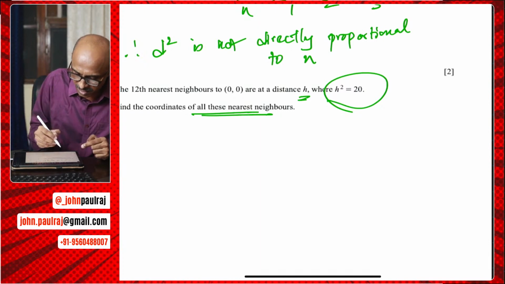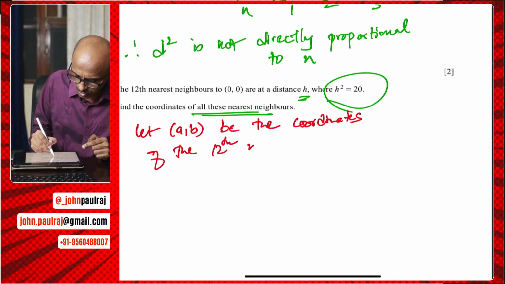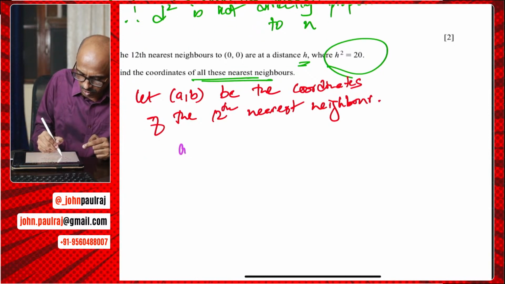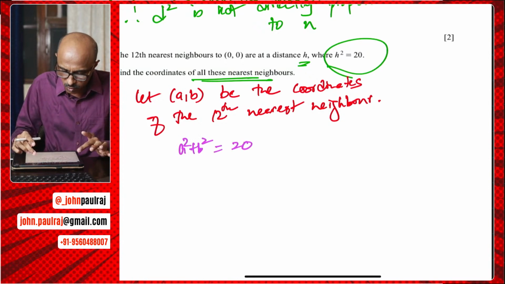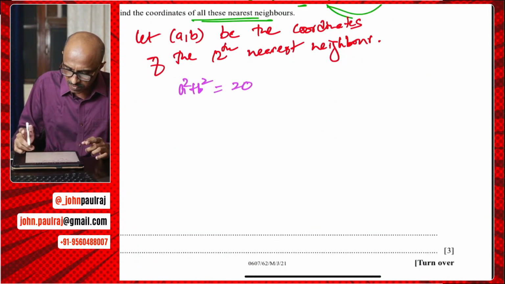So we'll say let a, b be the coordinates of the 12th nearest neighbor. If that's true, then using Pythagoras theorem, a square plus b square must be equal to 20. And we already said that those are coordinates, so they must be integers, right? So because of that, let's try it out.